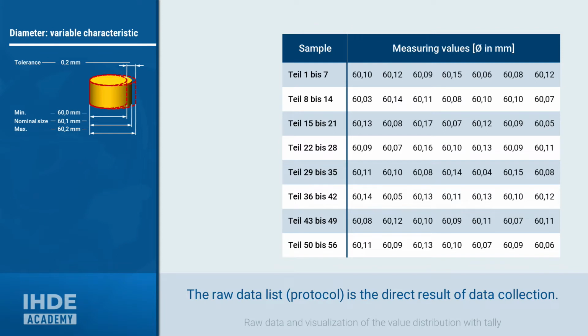We want to emphasize this again as the first learning objective. A raw data list is therefore the direct result of data collection. Any distribution of the values cannot be seen in this list, and even finding the smallest and largest value is rather tedious. Therefore, in the next step, the data will be sorted.